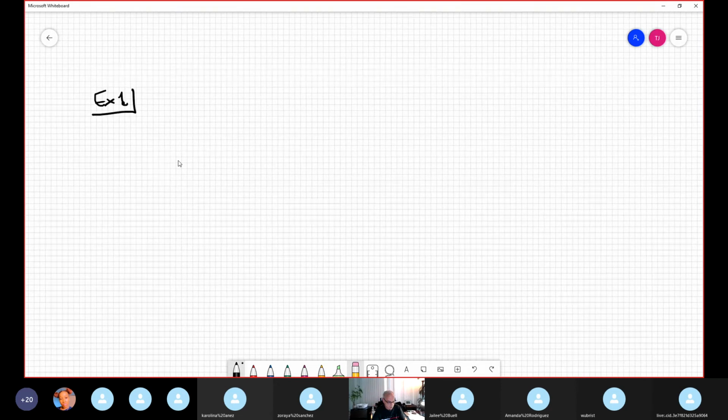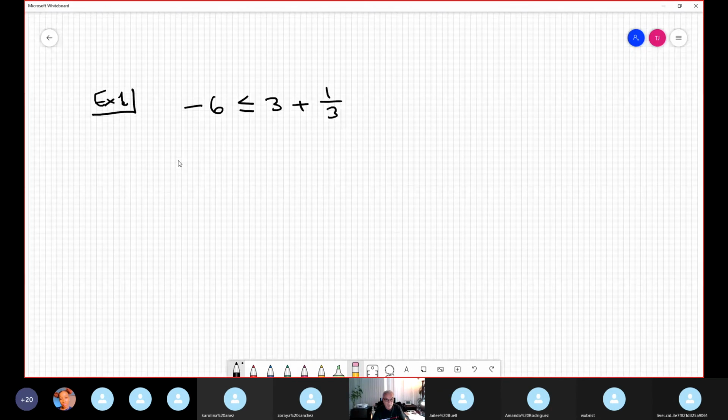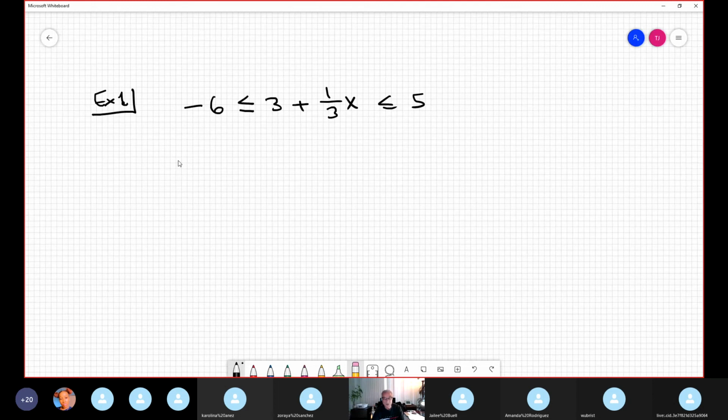Suppose this example: -6 less than or equal to 3 plus 1/3 x less than or equal to 5. Don't be frustrated with the fraction. You can clear the fraction anytime when you multiply. But no, let's do it step by step. In this case, the operation is clear. The manipulation is clear. You subtract 3 first.